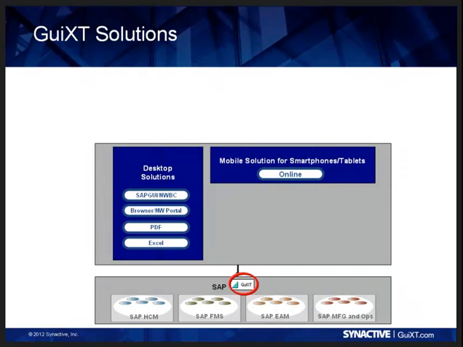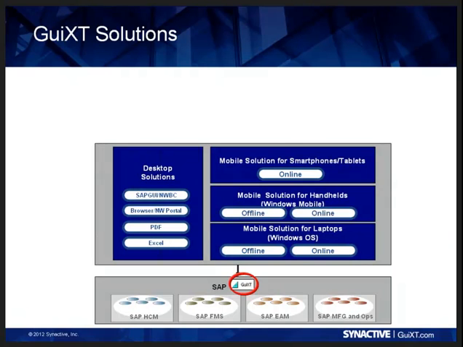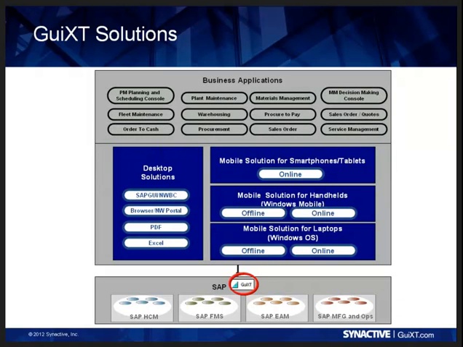And we also have a number of mobile solutions as well. We have an online solution for smartphones and tablets. For Windows mobile devices or handheld devices, we have both an online and offline solution. And for mobile laptops, like Toughbooks, we have both online and offline solutions. And on top of that, we've recently introduced some business applications, or what we're calling optimization packages. These are solutions that we customize for you through our consulting. And if you want to build these solutions on your own, we have a developer toolkit that makes it fairly simple to build these applications.